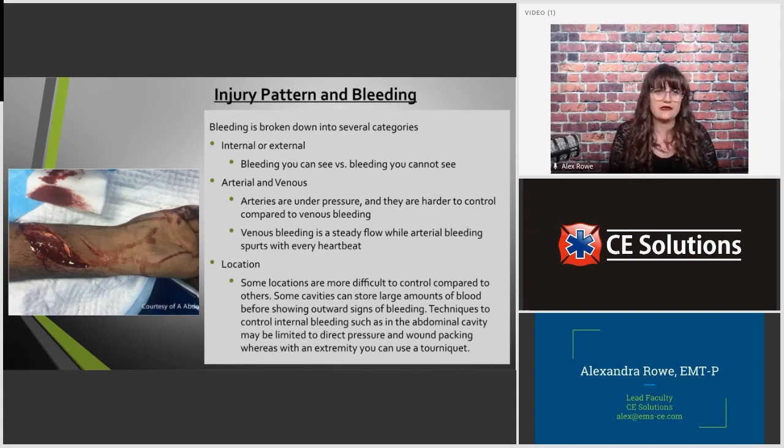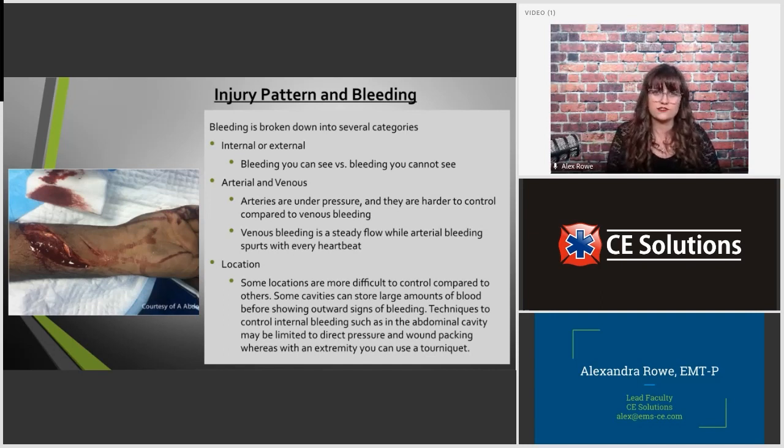Arterial and venous bleeding. So arteries are under pressure, right? Remember the blood flow of the heart. Once it gets to the left side, the left atrium, the bicuspid valve to the left ventricle, that ventricle is going to pump it through the aorta. The aorta is the largest artery in the body. Once it pumps it through that aorta, it goes with the heartbeat, right?